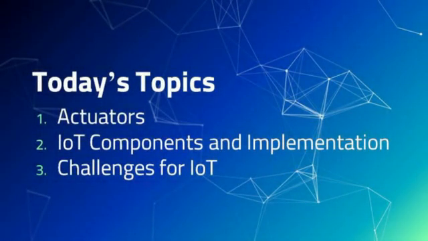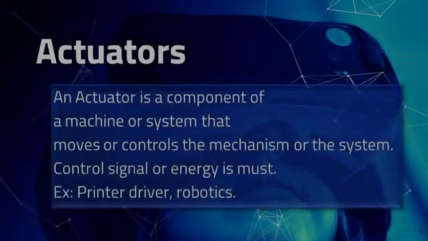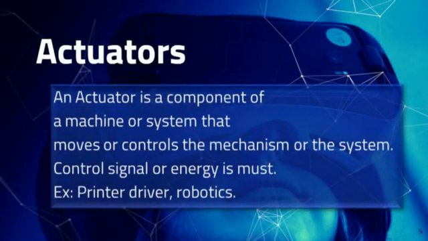Now we shall move to today's topics: actuators, IoT components and implementation, challenges for IoT. What is an actuator? An actuator is a component of a machine or system that moves or controls the mechanism or the system. So first of all, we must understand actuator is a component. The component is attached to a machine or a system.